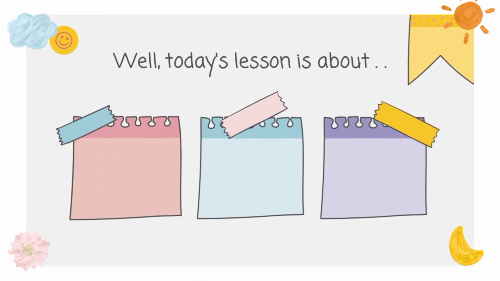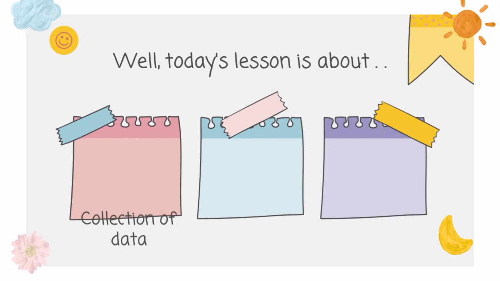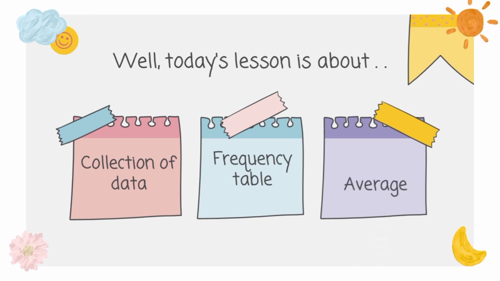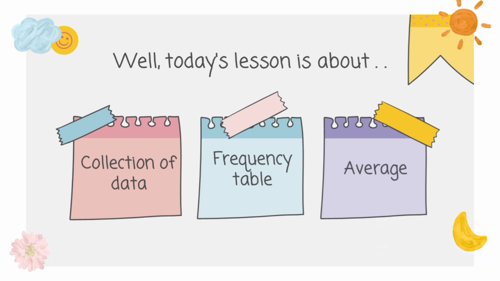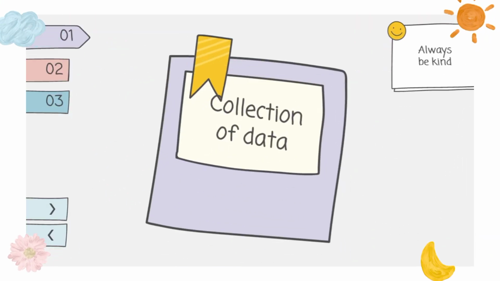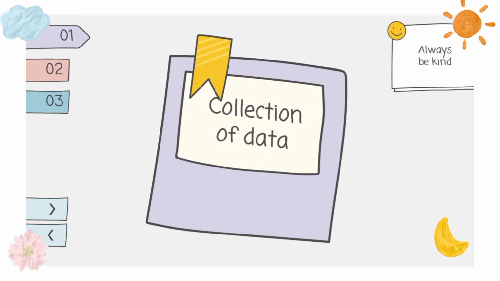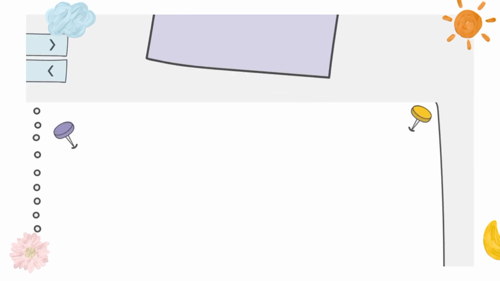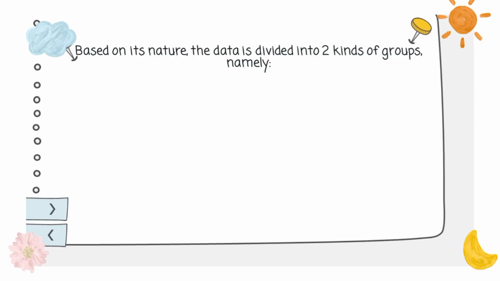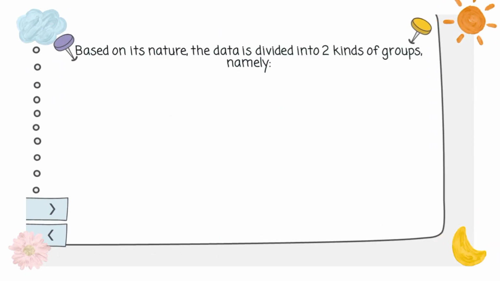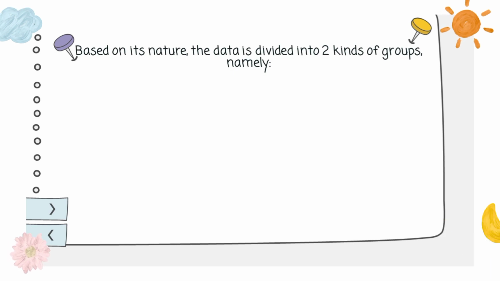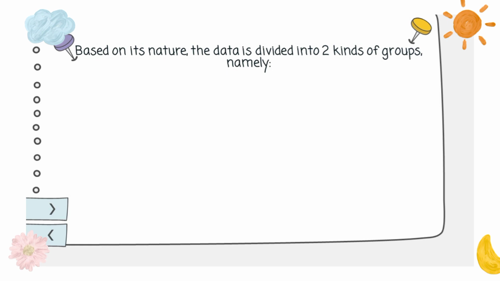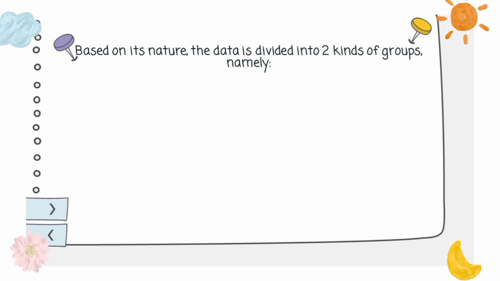Well, today's lesson is about first, collection of data, second, frequency table, and the last one is average. So we're going to go to collection of data. What do you think about collection of data? Do you know? Okay. Based on its nature, the data is divided into two kinds of groups, namely, first, quantitative and second, qualitative.